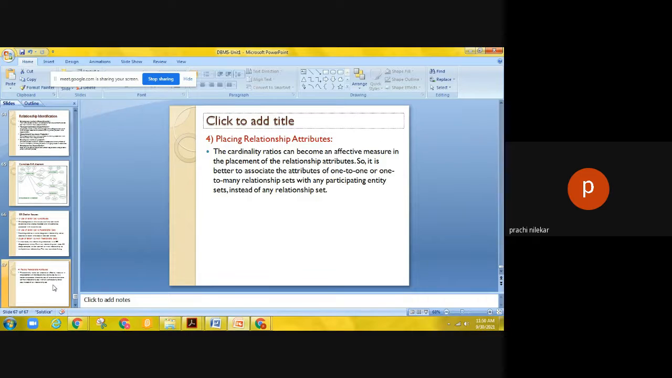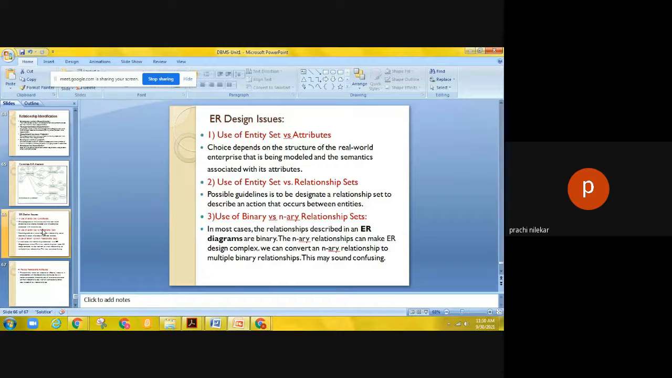Then placing relationship attributes: the cardinality ratio can become an effective measure in the placement of relationship attributes. So it is better to associate attributes of one-to-one or one-to-many relationship sets with any participating entity sets instead of the relationships. Mainly convert any relationship to one-to-one or one-to-many. Okay, these are the four ER design issues. Note it down.